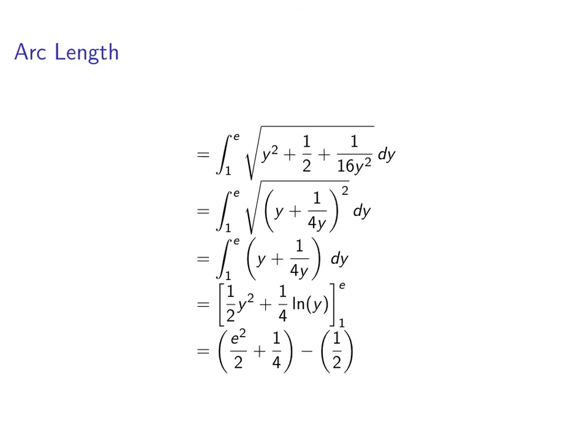e squared over 2 plus a fourth minus a half. That all boils down to (2e squared minus 1) all over 4.